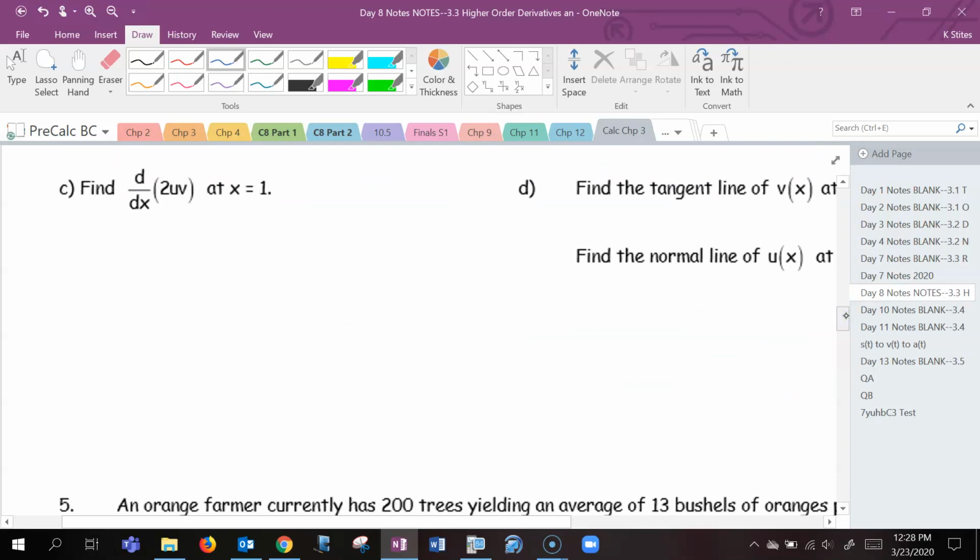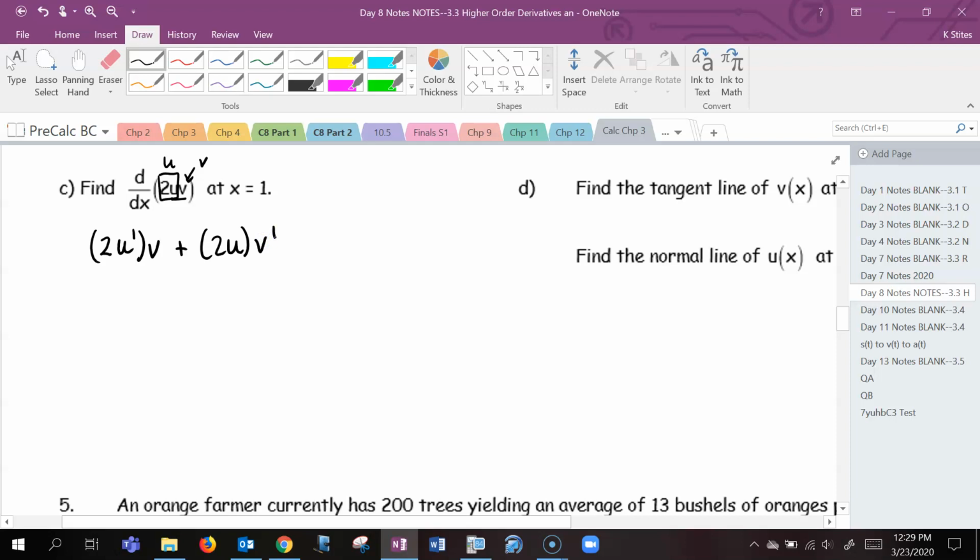All right, so 2uv, when we take the derivative of that, you have an option. You can take the derivative of uv and then double it. That'll probably be faster. Or you could treat it as product rule and have this be your u and then the v be your v. So it would be 2u prime v plus 2u v prime.